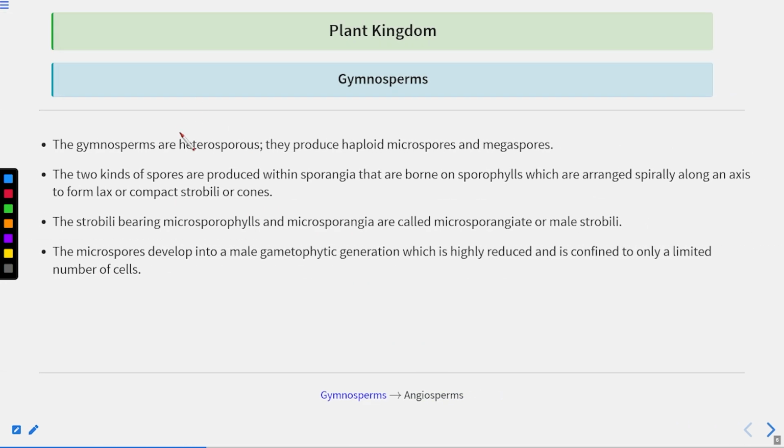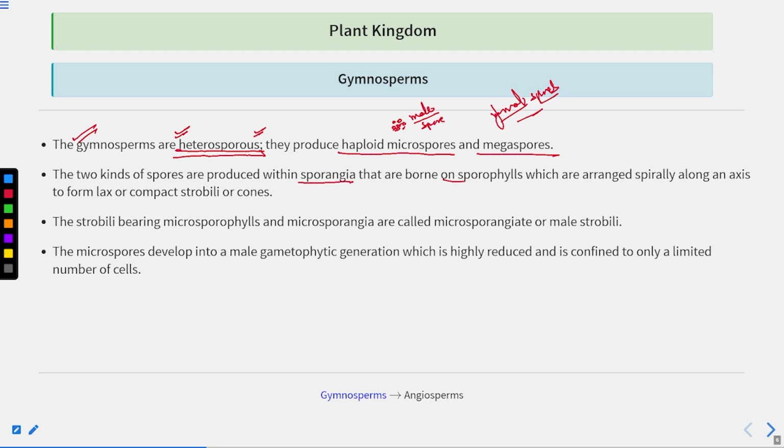The gymnosperms are heterosporous. Again, this is a very, very important phenomenon. They produce haploid microspores and megaspores. So they produce two different types of spores, and that is why they are called heterosporous, because they bear two different types of spores. Microspores are the male spores, and megaspores are the female spores.